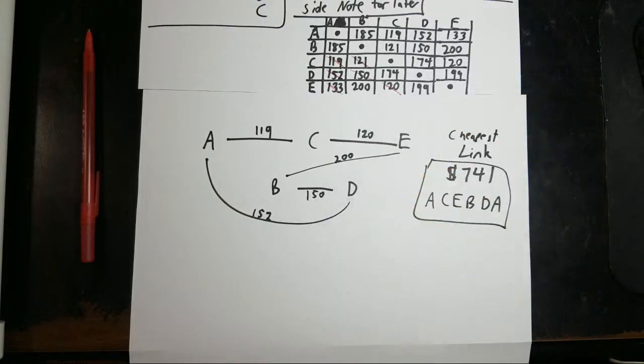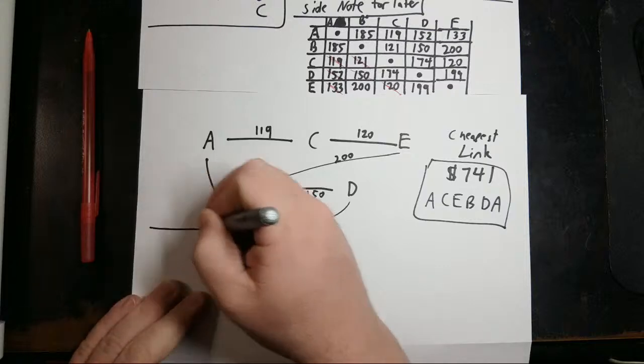Now again, pro and con to this situation. Did I do a pro and con? No, I never wrote a pro and con. Pro and con to cheapest link. Pro, it's really not that hard. It's really not that long. Con, it's not optimal. It's definitely not optimal.